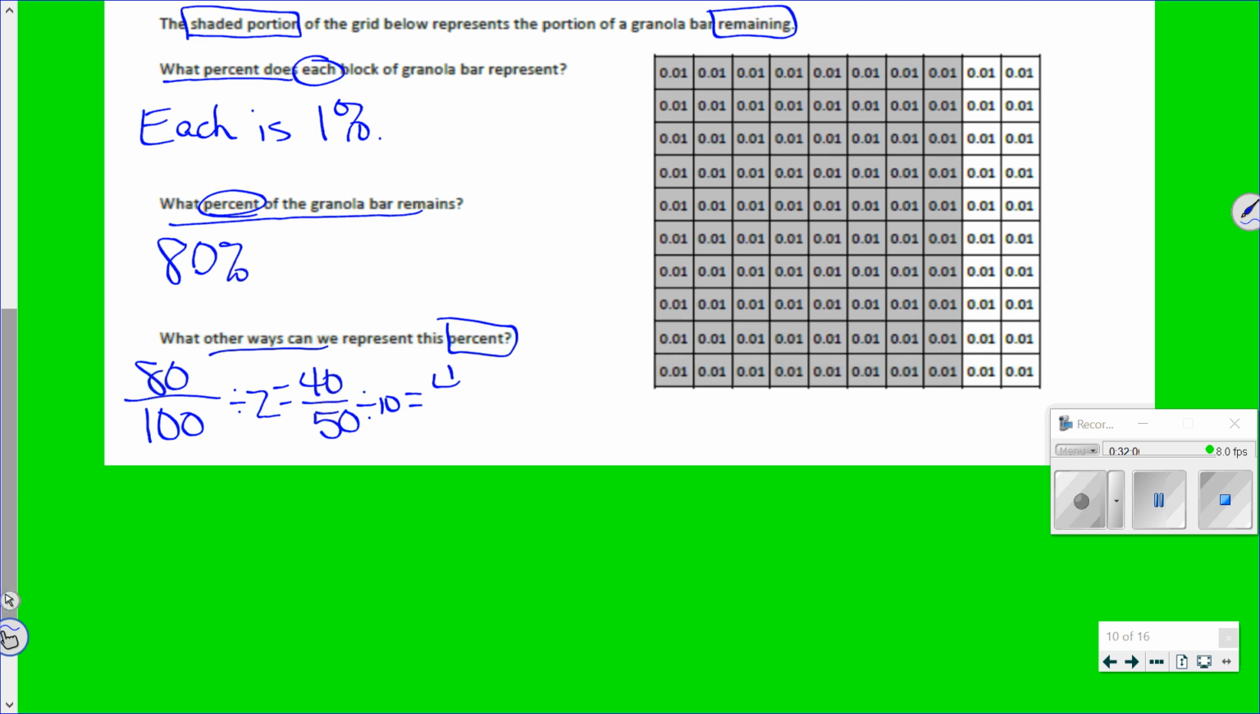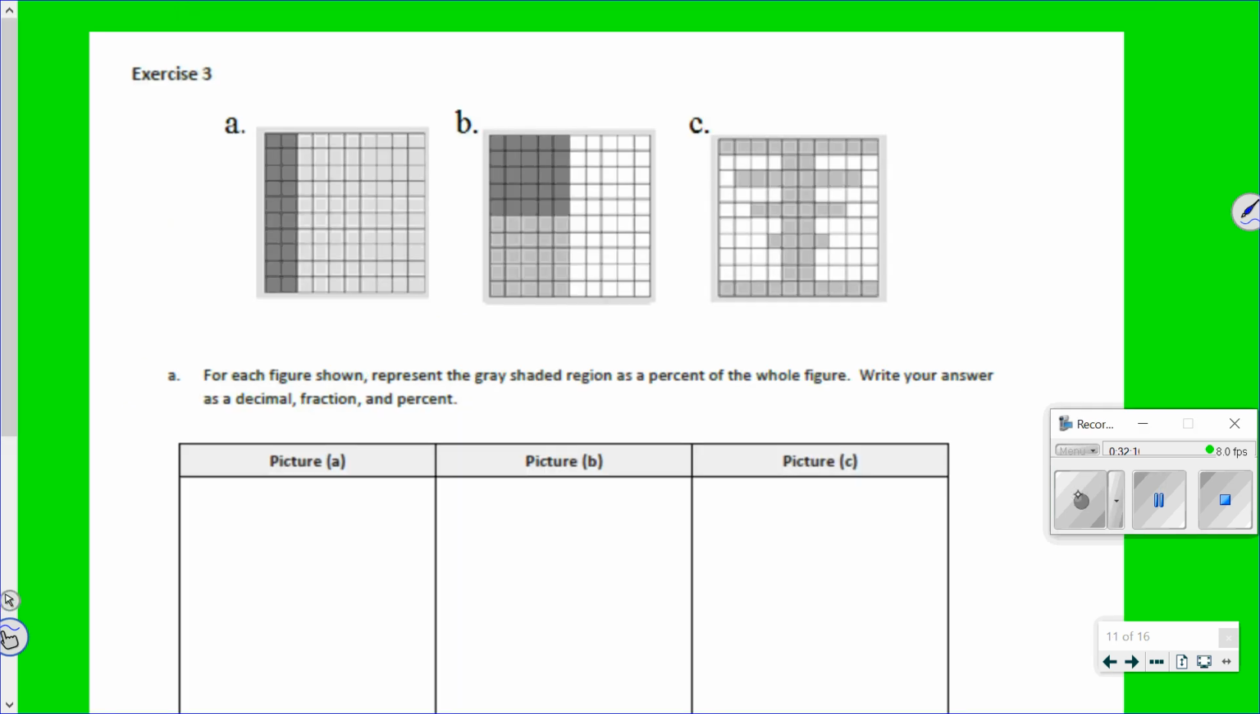Oh, that's our lunch. So we'll finish this up when you get back from lunch, guys. Because this one's where it gets really fun. Ready to turn the page, guys? Whoa.